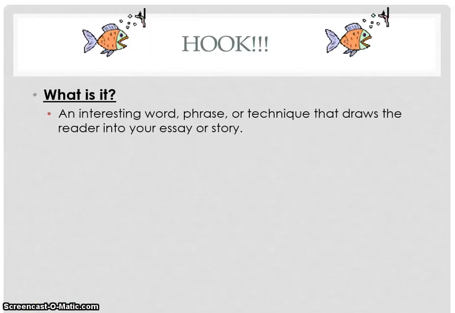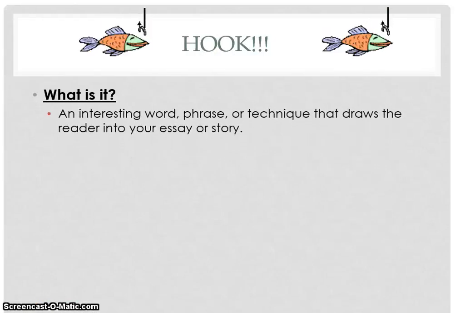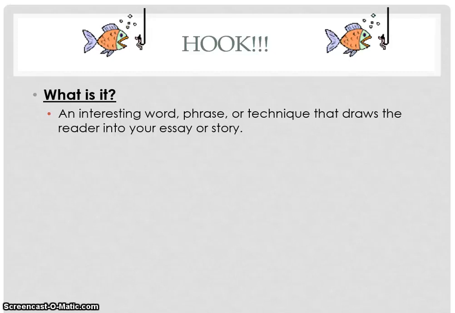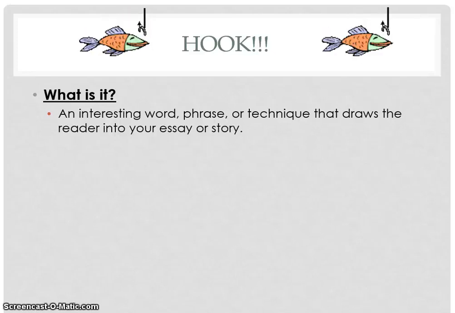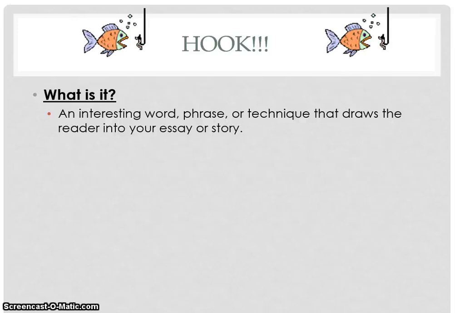A hook is simply an interesting word, phrase, or technique that draws the reader into your essay or story. As the images did before, the hook serves to catch the attention of the reader and have them interested in knowing more.